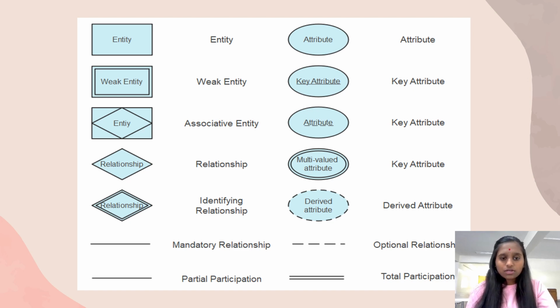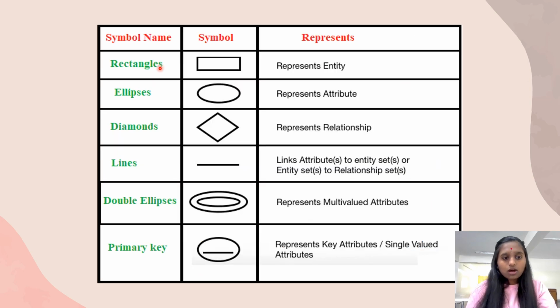The most common notations in the ER diagrams are a rectangle. This one represents entity. Ellipse, it represents attribute. Diamonds, it represents relationship. Lines, this links attributes to the entity sets or entity set to the relationship. And double ellipse, it represents multi-valued attributes, and primary key, it represents key attribute and single valued attribute.